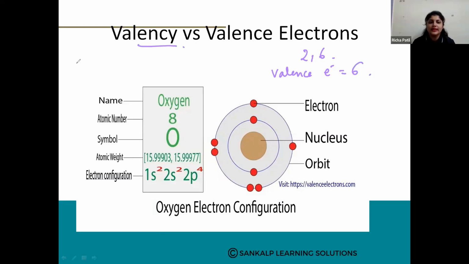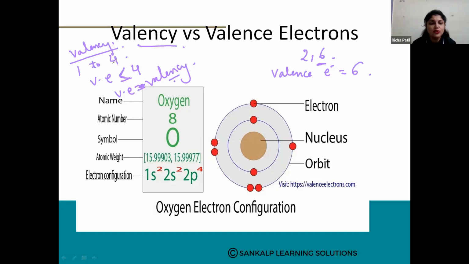Now, how to calculate the valency? I forgot to tell you about this. Remember always, whenever you have the number of valence electrons from 1 to 4, that is, valence electrons are less than 4, then the number of valence electrons is equal to your valency, when the valency is from 1 to 4.